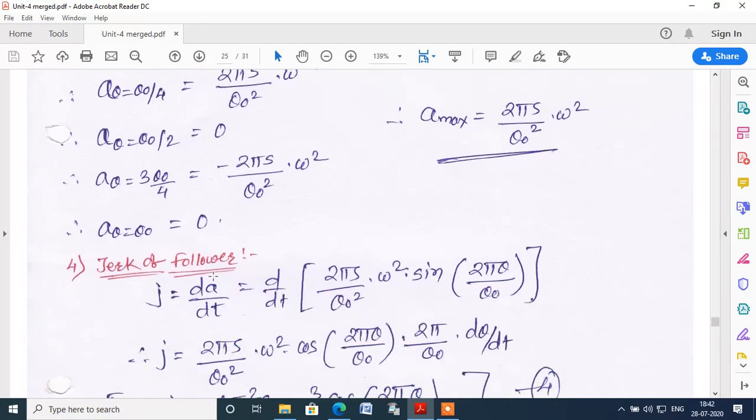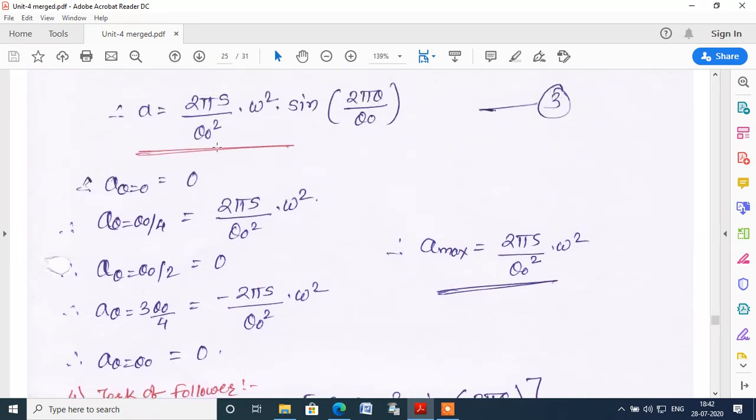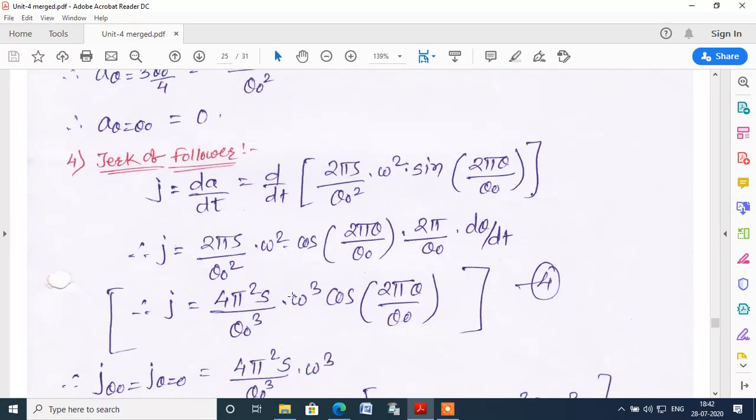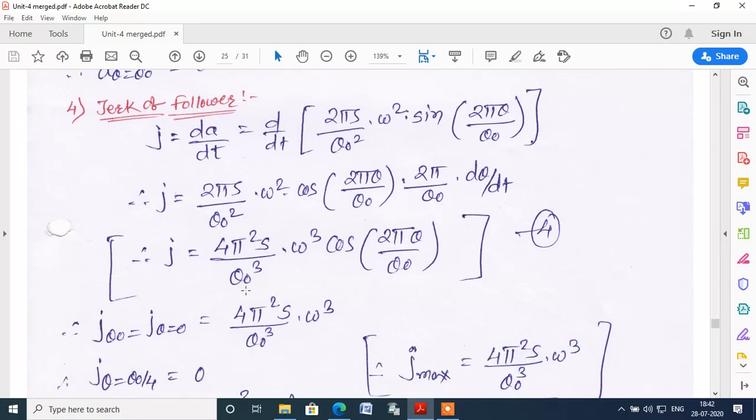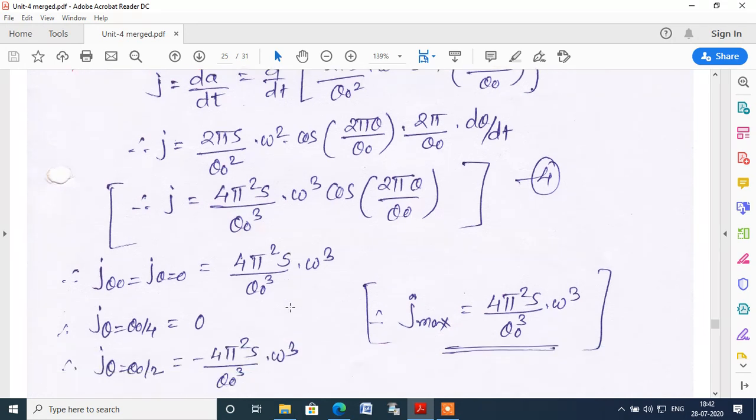Then jerk is rate of change of acceleration with respect to time t. Again putting d by dt of the acceleration value, 2 pi s upon theta naught square into omega square into sine of 2 pi theta by theta naught. Again taking differentiation and using chain rule, we will get jerk is 4 pi square s upon theta naught cube into omega cube into cos of 2 pi theta by theta naught.